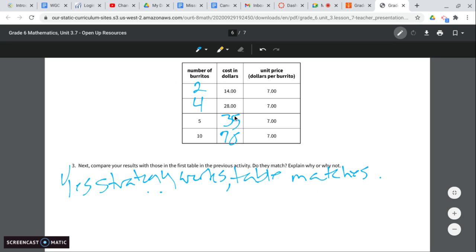So looking at what we have, if we have the cost, we know what we paid per burrito, we just divide the unit price and the total cost to find out how many we purchased. If we know how many we purchased and we know the cost per item, so per burrito in this case, then we multiply them together to find the total. Alrighty?